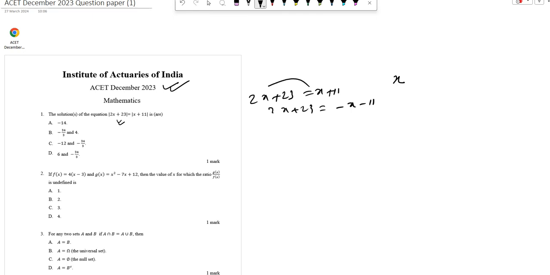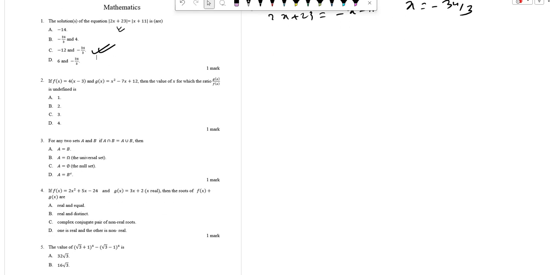2x equals, so x comes here, x equals minus 12, and here x equals minus 34 by 3. Okay, so this is the first one. It's very easy, directly done. So let's go to the next one.